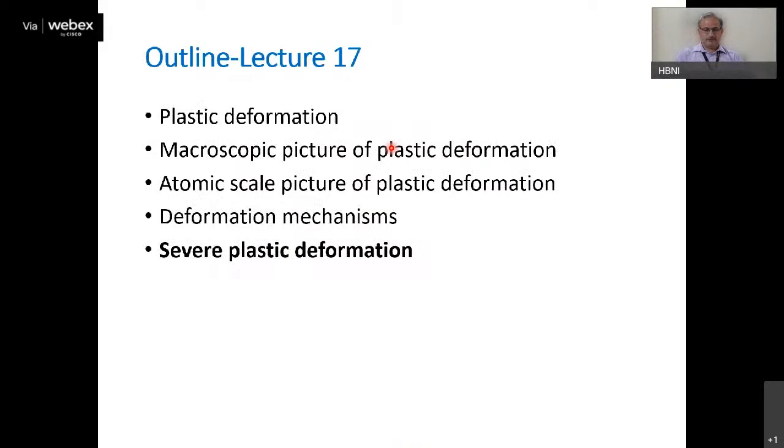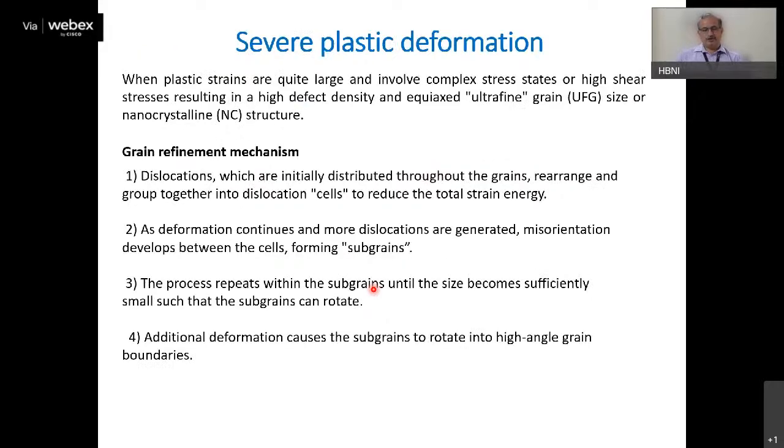Now I will talk a little bit about the severe plastic deformation. So mainly when there are large plastic strains and which involves complex stress states, very high shear stress, which results in the high defect density, and it makes ultra fine grains, size of nanocrystalline structures. Then we basically reach the severe plastic deformation.